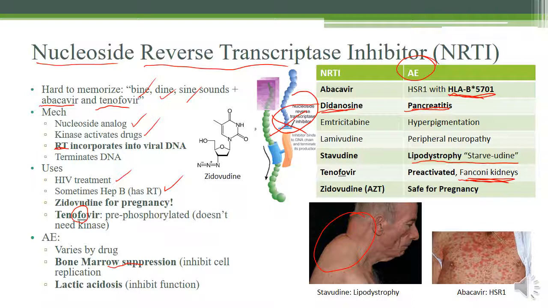And then finally there is zidovudine. Zidovudine is pretty much low side effects. It does cause a lot of bone marrow suppression, but it is safe for pregnancy.